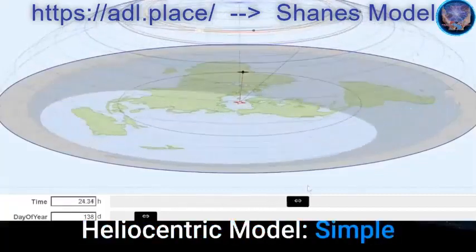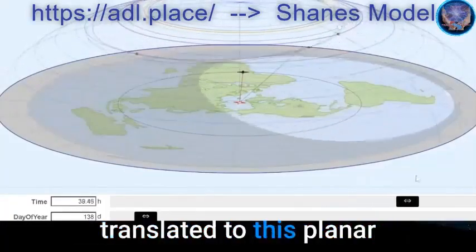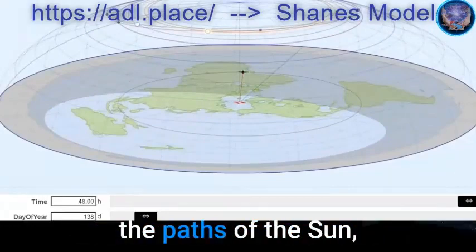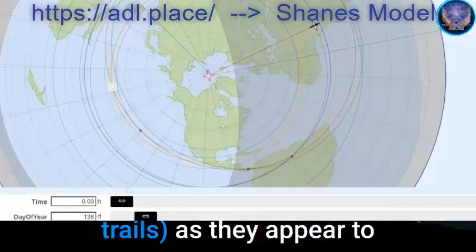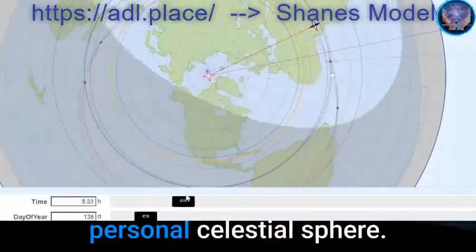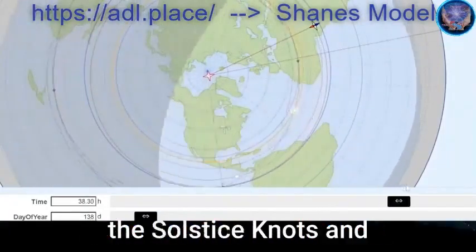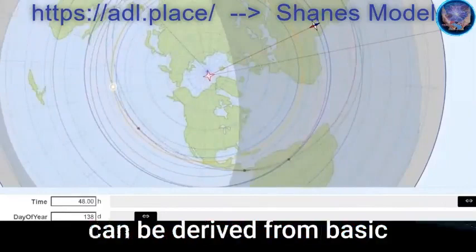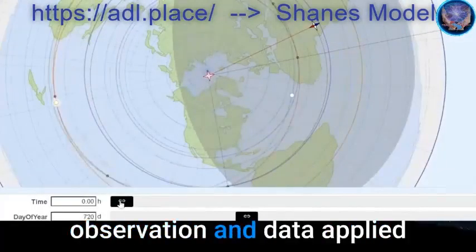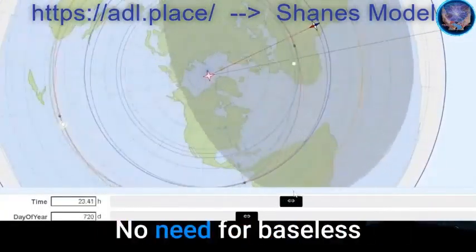Heliocentric model. Simple observations mathematically translated to this planar projection perfectly map the paths of the sun, moon, and stars' star trails as they appear to the observer inside their personal celestial sphere. As with all other celestial observations, the equinox, the solstice knots, and the day-night terminator can be derived from basic observation and data applied to the planar projection. No need for baseless assumption.